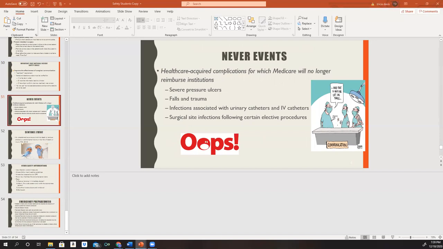So never events, we already talked about these, healthcare acquired complications, which Medicare will no longer reimburse institutions for. So that's the severe pressure ulcers, any falls and trauma. Now, pressure ulcers are what happens when the patient stays in the same position in the bed without being frequently repositioned.